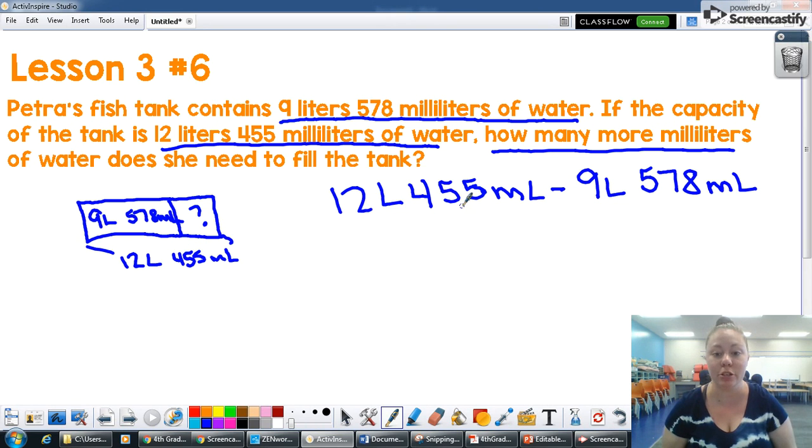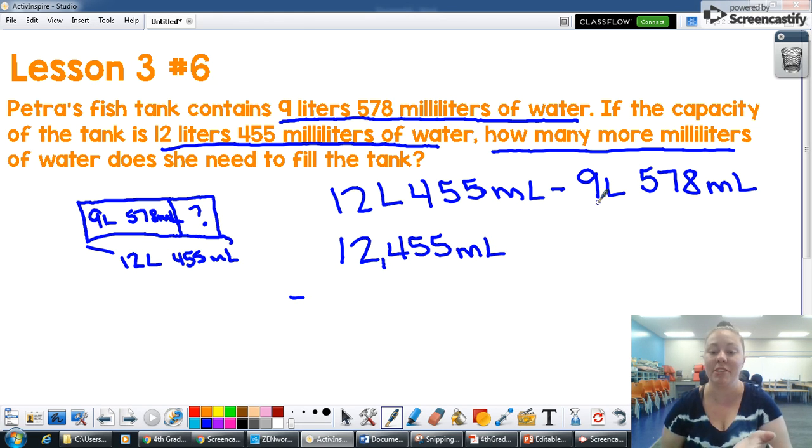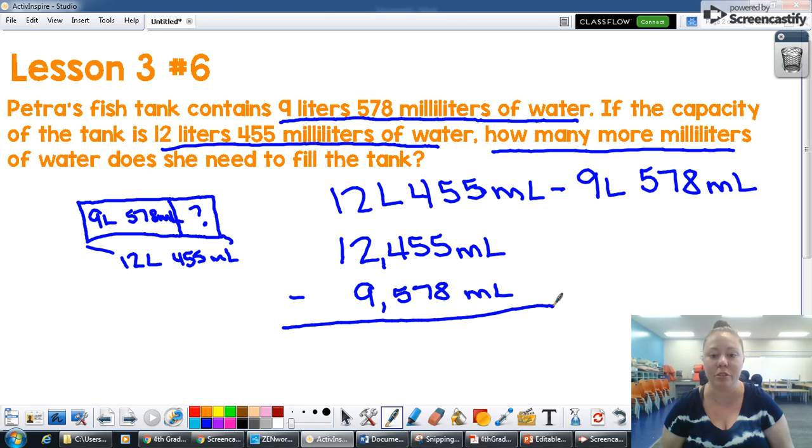So 12 liters, 455 milliliters. Well, I know 1 liter is 1,000. So if I have 12 liters, that means 12,000 milliliters plus the 455. So that's 12,455 milliliters minus, I have 9 liters. So that's 9,000. I'll just put a 9 in my thousands place. And then 578 milliliters. And now I'm going to subtract.